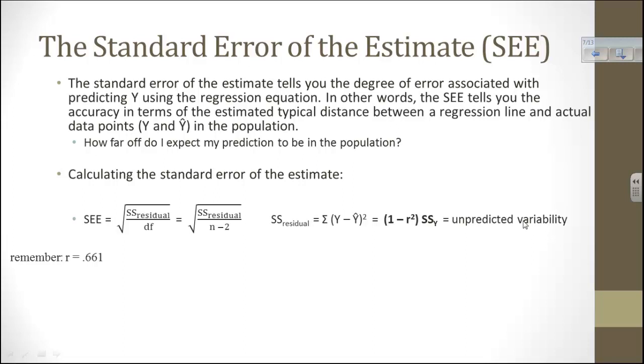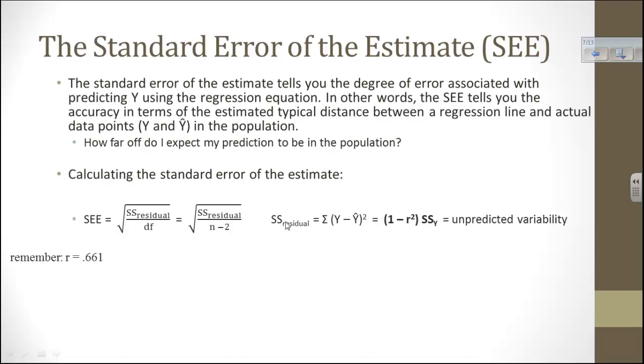So the calculations for the standard error of the estimate are right here. The standard error of the estimate is abbreviated SEE, and you find that by taking the square root of this thing called the sum of squares residual, which I'll get to in a minute, divided by the degrees of freedom. And I rewrote this formula this way just because degrees of freedom for regression is equal to n minus 2. So the same calculation for degrees of freedom that you had for correlation.